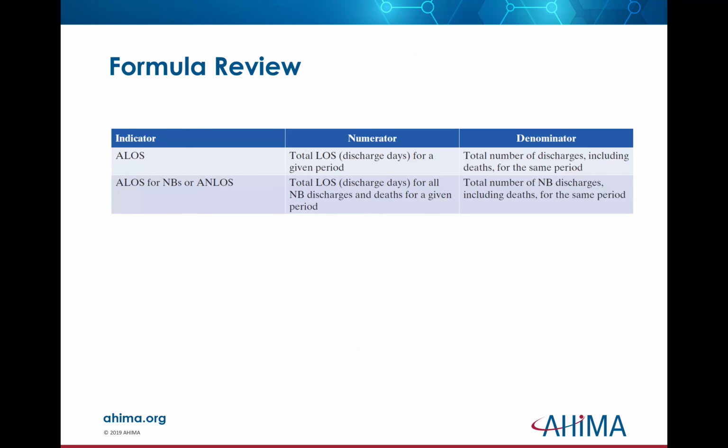And again, just basically the formula, it's very, very similar. In both cases for newborns and adults and children, to figure the average length of stay, you take that total number of discharge days. The total number of discharge days could be for a month, a quarter, a year. And then you divide it by the total number of discharges, and you would include deaths for the same time period. So that would be for the month, the quarter, the year, and then you will get the average length of stay.